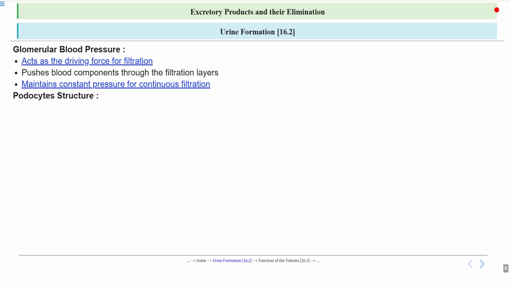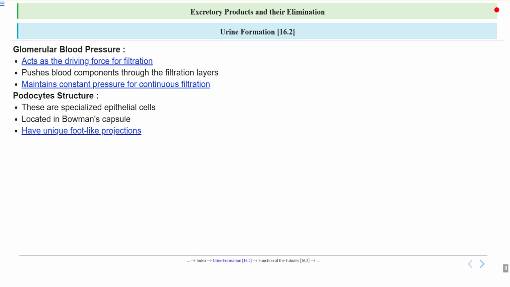Now let's shift to the structure of podocytes. These cells are essential for the filtration barrier in the kidney, acting as the final checkpoint before substances enter the filtrate. So podocytes are specialized epithelial cells, and they have a unique structure and function compared to other cells lining our organs. They are located in the Bowman's capsule, which is the first part of the nephron where blood filtration begins. So think of Bowman's capsule as a collection cup for the filtered fluid.